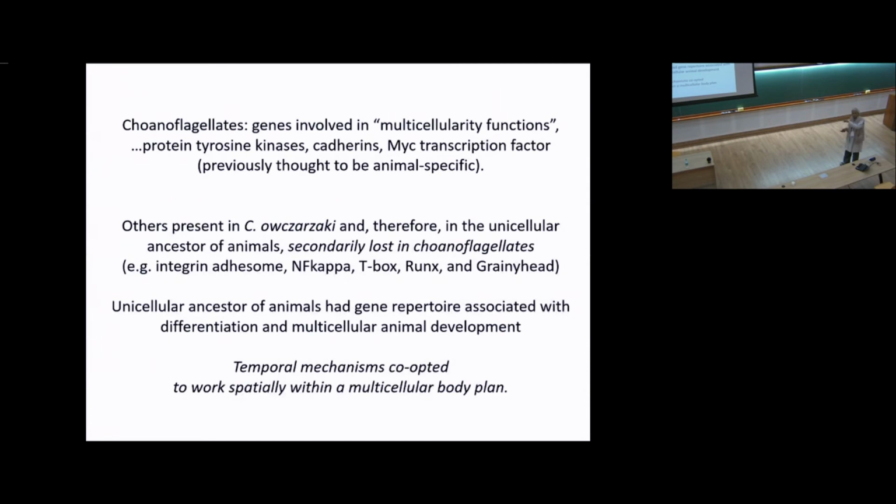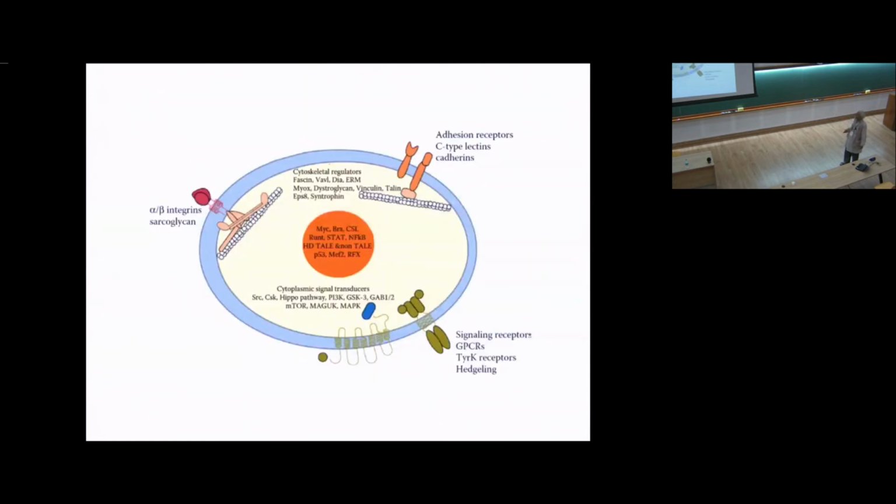But again, the thing that I said earlier, which is that you have spatial patterns of differentiation seen now in multicellular organisms, which seem to be prefigured in these unicellular organisms in terms of temporal patterns of differentiation. So these are just a listing of the sorts of genes which have been found in Capsaspora and choanoflagellates.